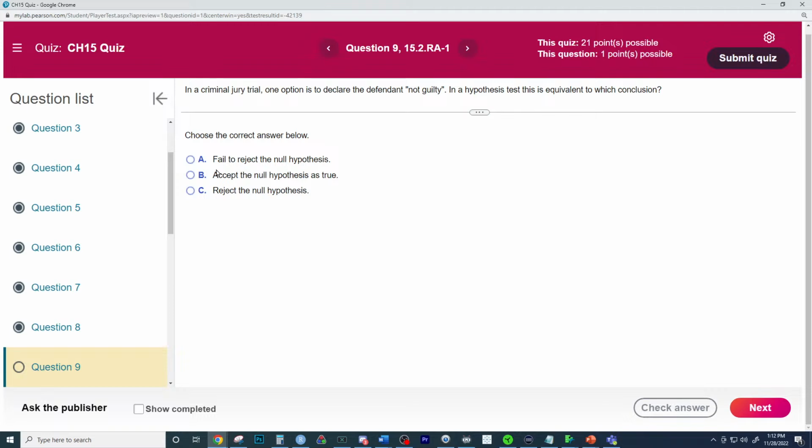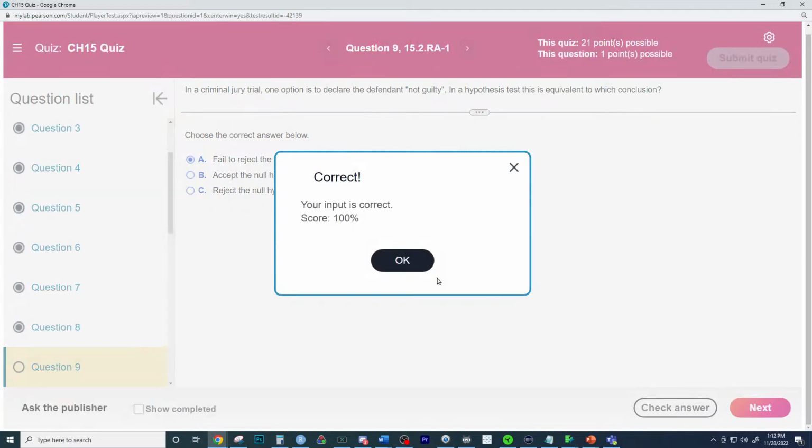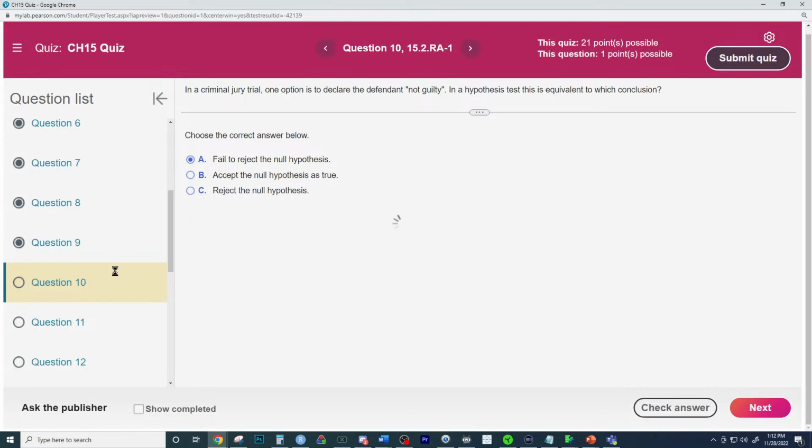In a criminal jury, one option is to declare not guilty. In a hypothesis test, this is equivalent to what? We do not accept the null hypothesis. We either reject or fail to reject. So you come in not guilty, and that would be failing to reject what was originally believed. Talked about that last class.